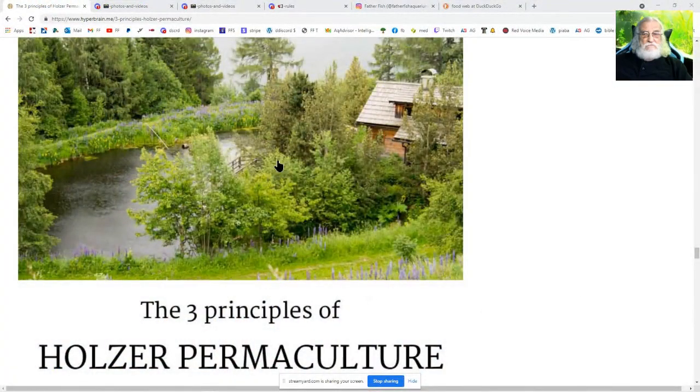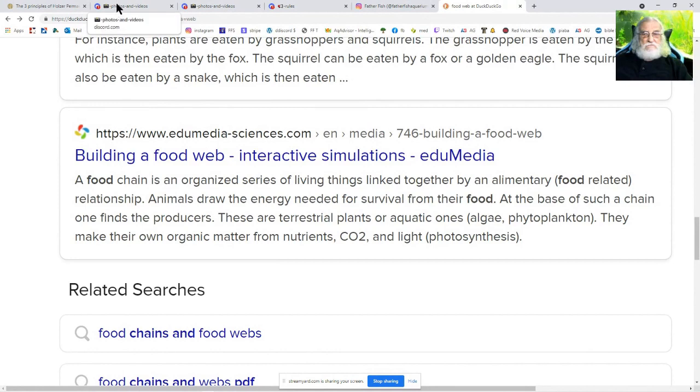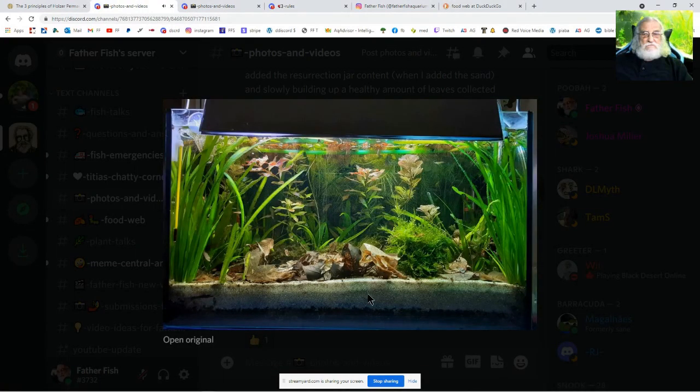So I hope that helps a little bit to describe what it is we mean by a food web and permaculture. Permaculture, as in what we do in the land on which we live, a food web, as in how we bring all of those elements together to create an environment that allows in our little aquariums for a very wide range of animal and plant life to thrive. So there you have it. There's a food web with permaculture as its foundational principle.